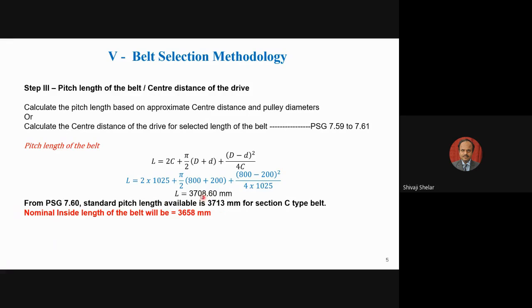Okay, so we have 3708, and the corresponding value was 3713 in the table. So for this corresponding value, the nominal inside length of the belt was 3658. So this 3658 is nothing but your designation of the belt. Now, we have still not finalized the designation of the belt. This is the initial designation of the belt. So let's go for finalizing the designation of the belt.